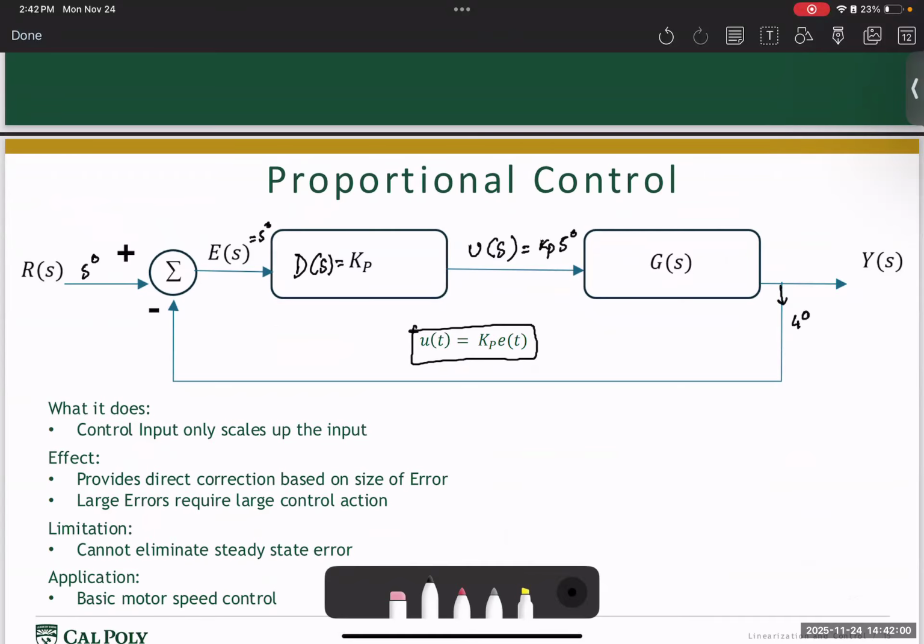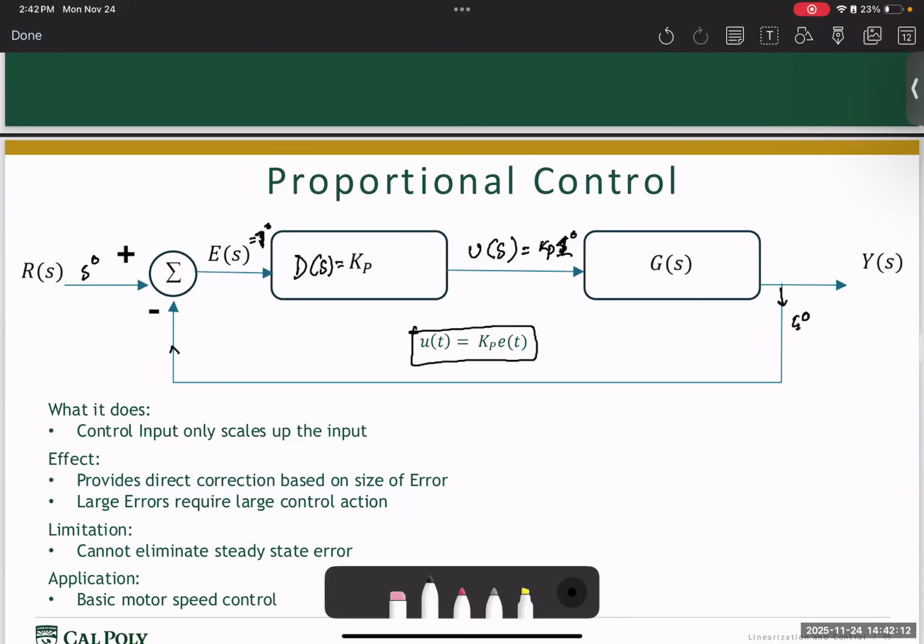Then coming back here the second time, we have 5 minus 4, which would be 1 degree here. Then 1 gets multiplied by some constant Kp, so this will be 1 times Kp. This goes here, and let's say this time it's 5. And 5 minus 5 this time becomes 0. Then we have 0 degrees error, so we have 0 control input, and the system settles at 5 degrees of pitch.